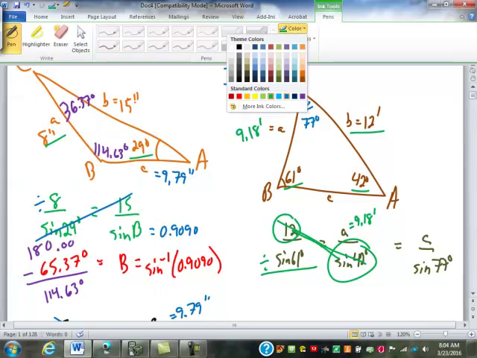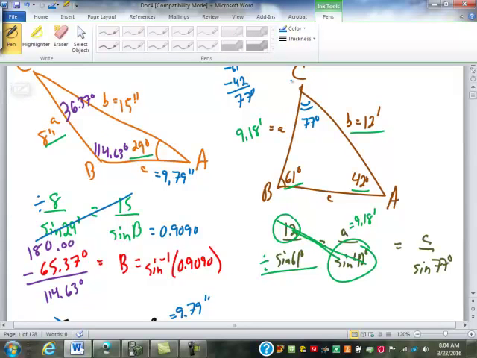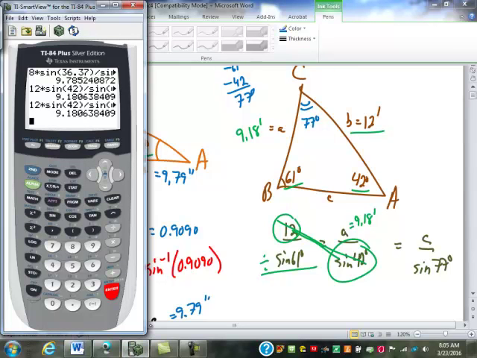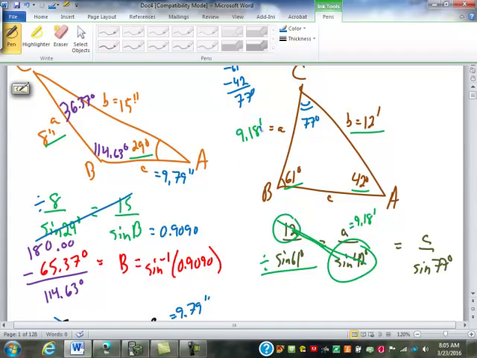Okay, so now, shouldn't we take that to 9.181? Yeah, we could have. That wouldn't have hurt. I just haven't really specified rounding. We could do 9.181, that would be good.